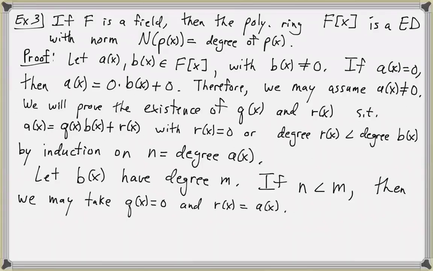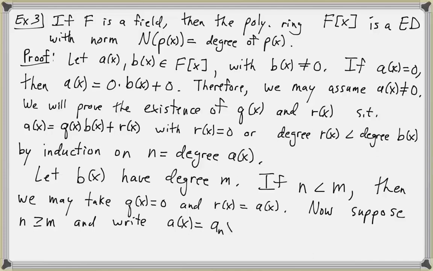So now we're going to suppose that N is greater than or equal to M. And we're going to write A of X as a polynomial of degree N. So it's going to be some coefficient a sub n times x to the n plus a sub n minus 1 times x to the n minus 1 plus ... plus a1x plus a0.